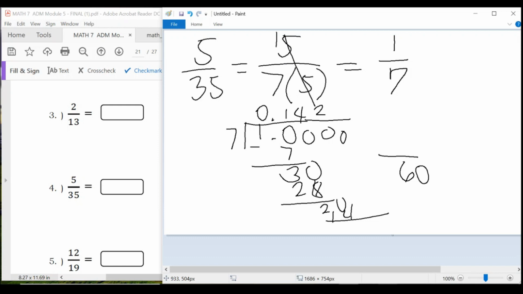So isa na lang para ma-round off si 2. So 60 divided by 7, we could have 8 times 7 is 56. 9 times 7 is 63. So 8 tayo dyan. 8 times 7, that is 56. So can we now round off 2? Yes. So we can round that up to 3 kasi 8 yung katabi nito. 8 greater than 5. So this is equal to 0.143. So that is our answer for number 4.